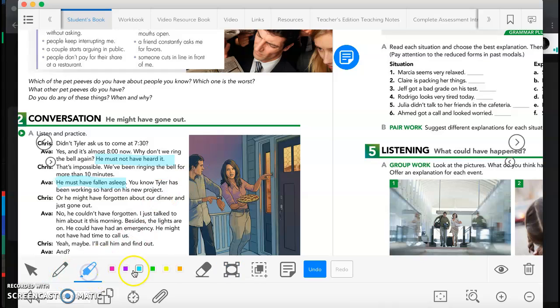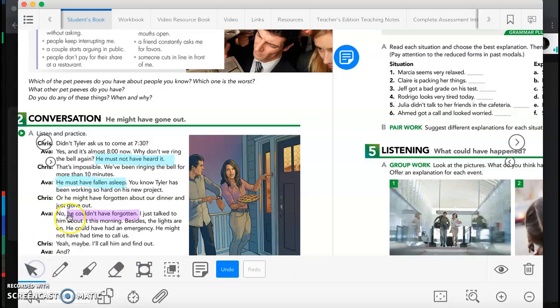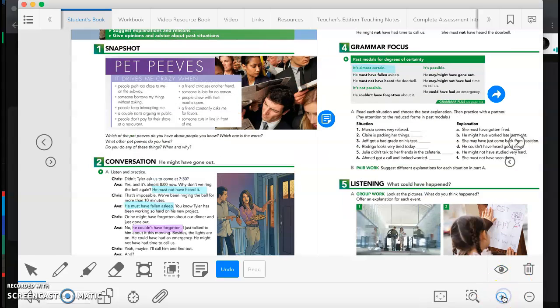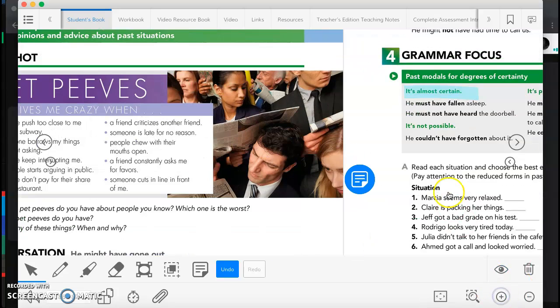Then we have another example. It says here, for example, "No, he couldn't have forgotten." So when we say "couldn't have" or "couldn't," in this case, we are implying that this is impossible. Like you cannot believe this thing is happening, because for you this is an impossible thing to happen. "He couldn't have forgotten." It's because you cannot think that he really forgot about whatever it is that you guys were doing.